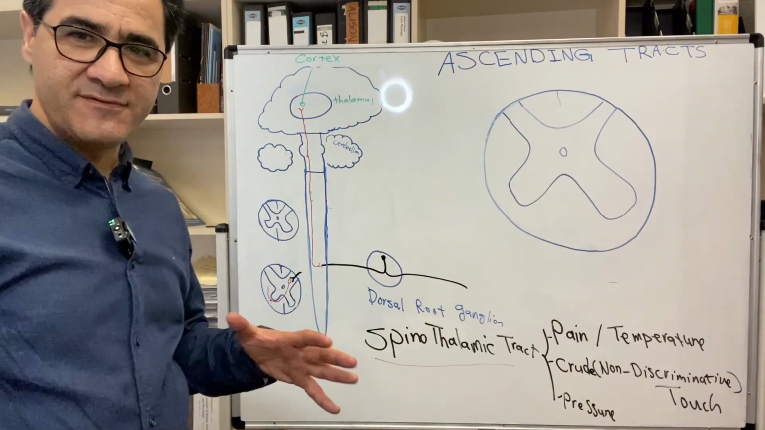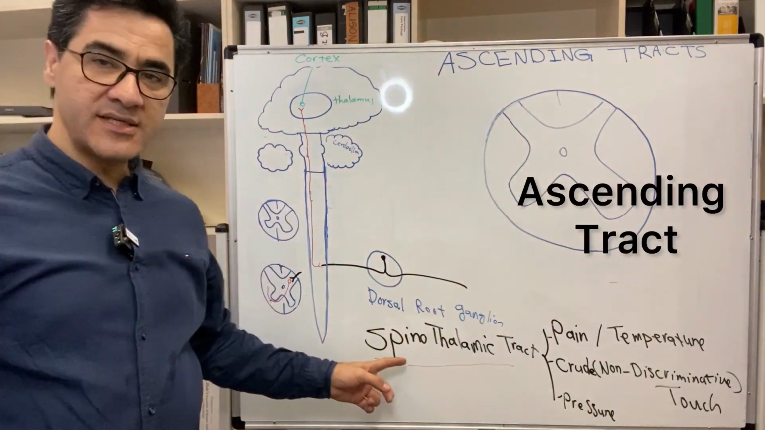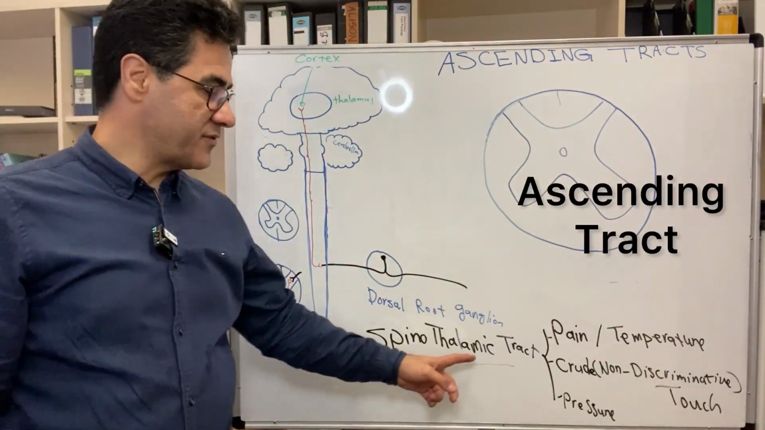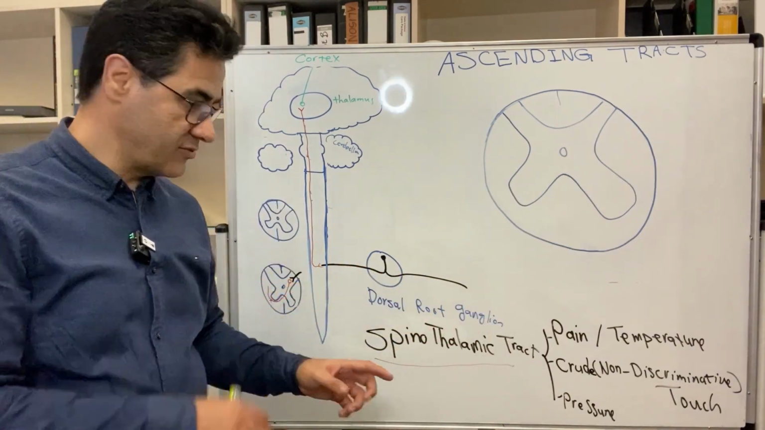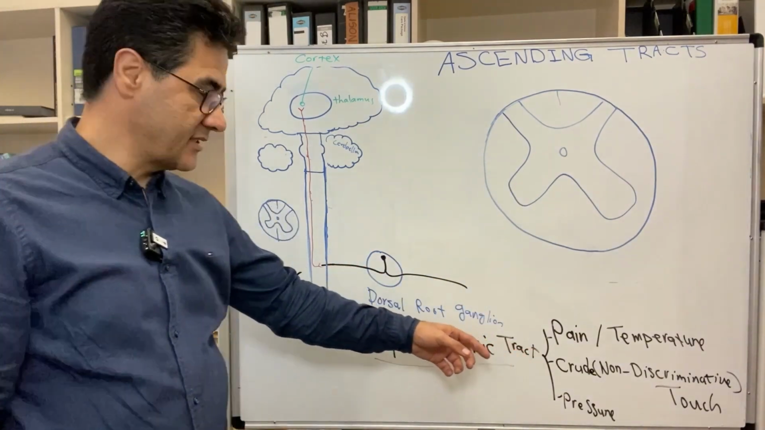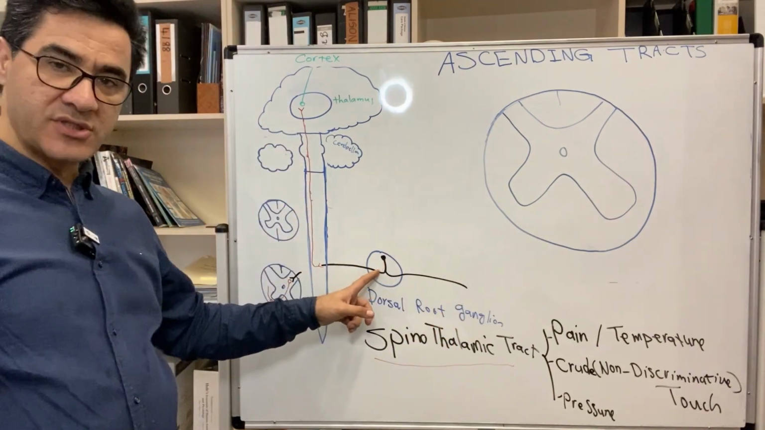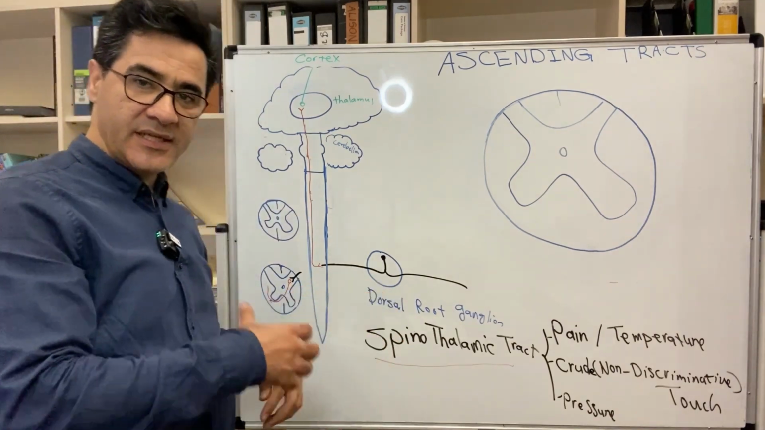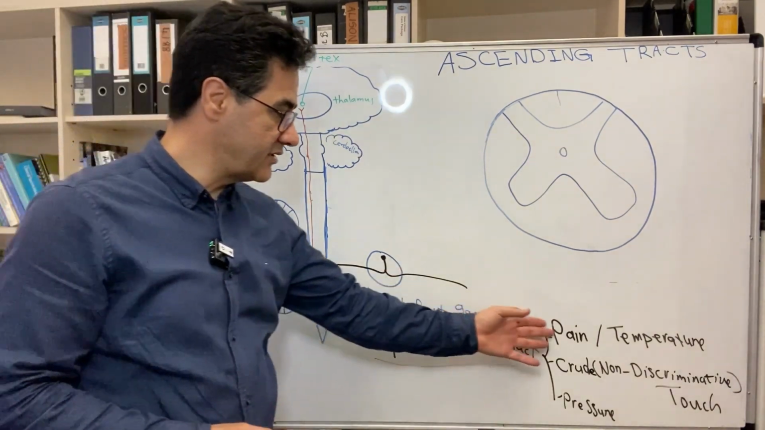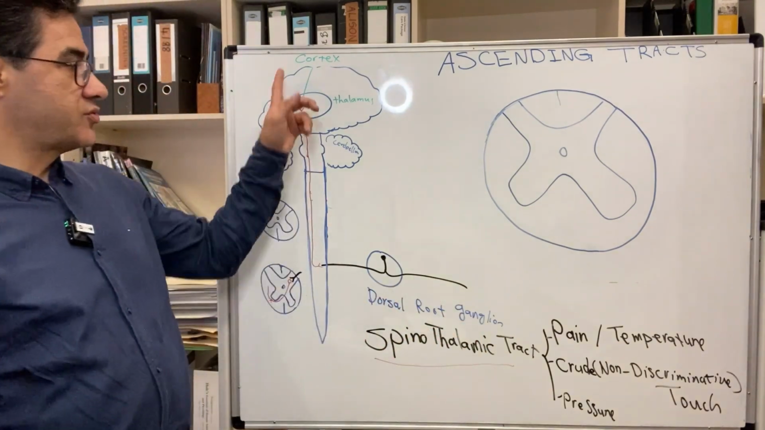In my previous video, I showed you the ascending tract. One of the ascending tracts is the spinothalamic tract. So please watch my previous video about the spinothalamic tract. And you can see three order neurons, first order neuron, second order neuron, and third order neurons. They are connecting to each other to carry specific sensory information from your skin to the brain.